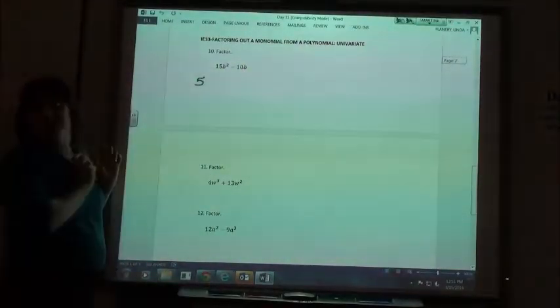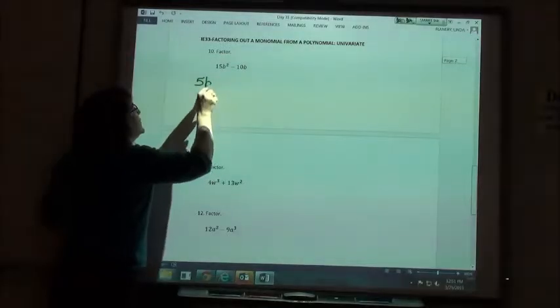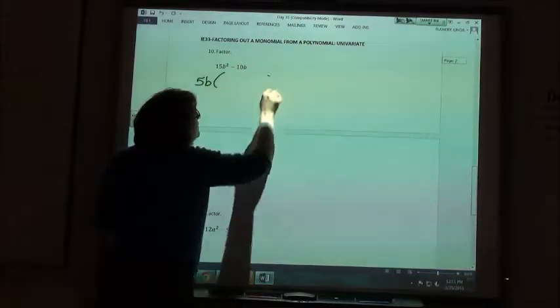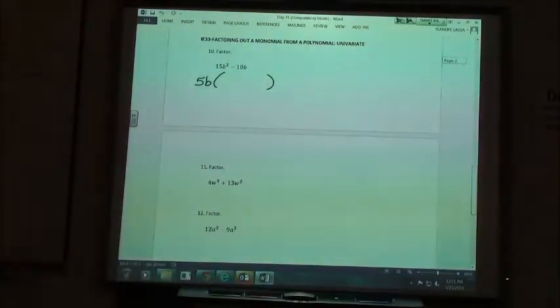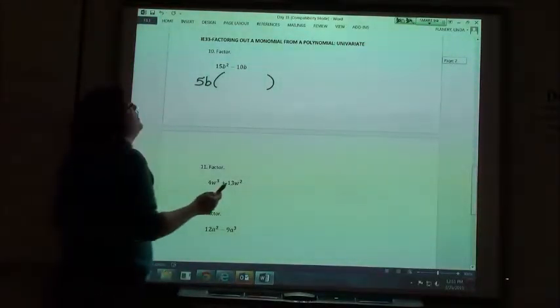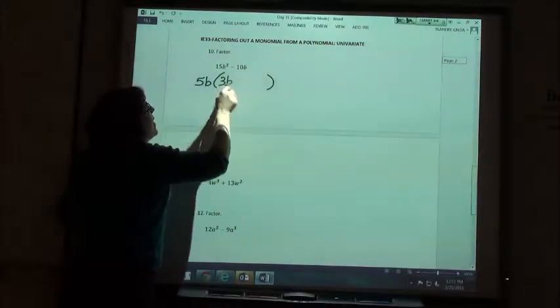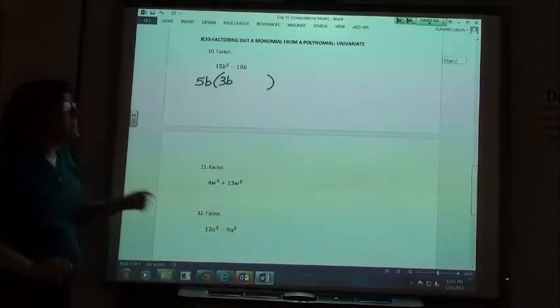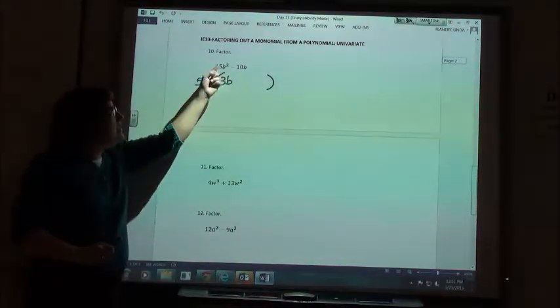On your variables, a b. So 5b is my greatest common factor. We're going to put that in front, and then we're going to put parentheses, and then we're going to divide that out of each term. If I take 15b to the 2nd and divide it by 5b, I would get 3b. I divide my coefficients, I subtract my exponents. 5b times 3b is 15b squared.